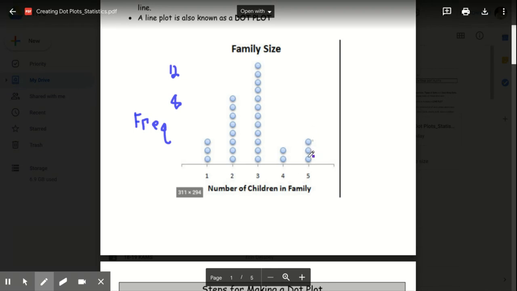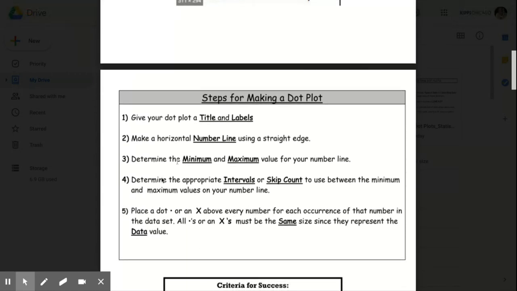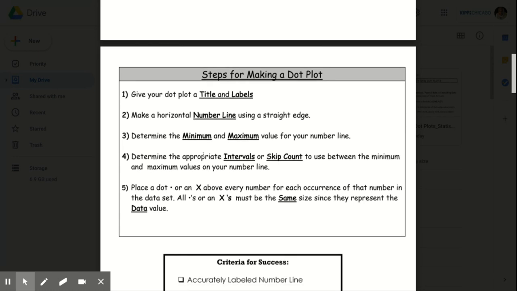3 families had 5 kids. So the frequency of families that showed up with 5 kids was 3, okay? So that's just an interesting example of a dot plot. But now let's get into the characteristics of a dot plot and the rules. So here are the steps for making your own dot plot.